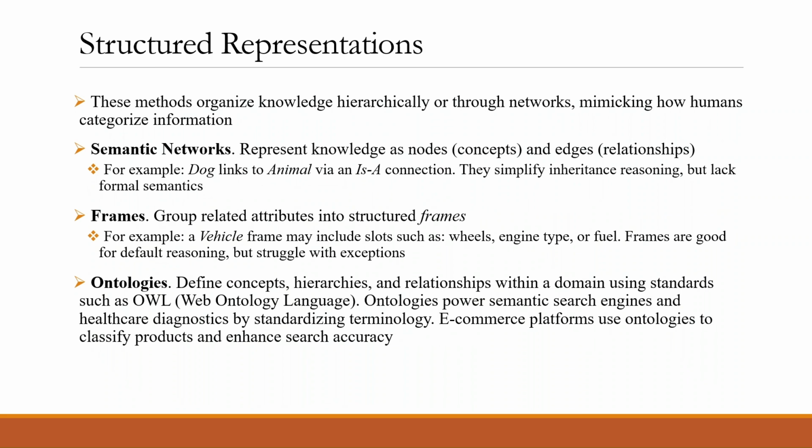These methods organize knowledge hierarchically or through networks, mimicking how humans categorize the information. Another way to represent information is by using semantic networks. They represent the knowledge as nodes or concepts and edges or relationships. For example, dog links to animal via an is-a connection. They simplify inheritance reasoning but lack formal semantics.